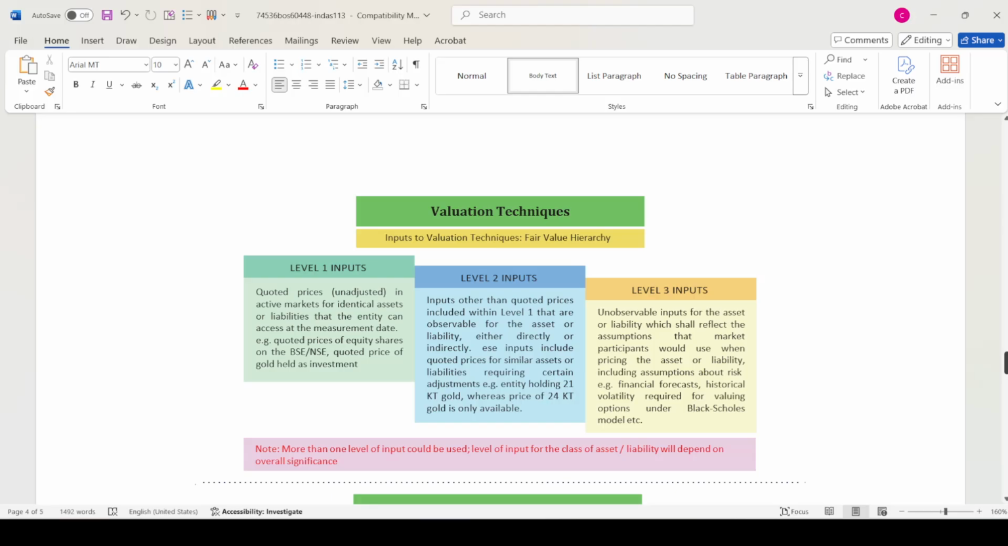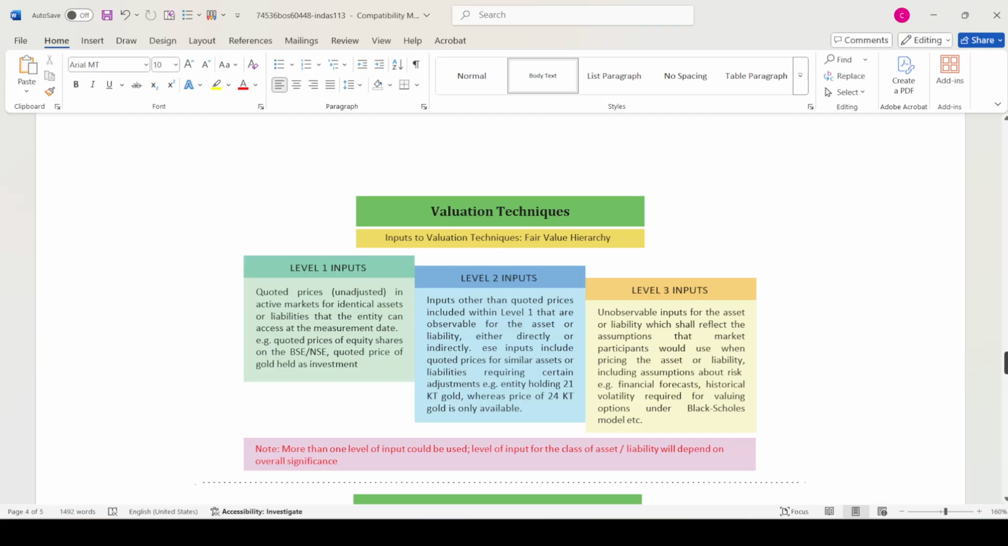If there is no quoted price for an identical asset, then we'll go for level 2 inputs. We will take a similar asset, find the quoted price for that similar asset, make some adjustment, and determine the value of this asset. Example, if we have 23 karat gold and in the market we have quoted prices of 22 karat gold and 24 karat gold, then in order to determine the value of 23 karat gold, we should make some adjustment to the 22 or 24 karat gold prices. If the quoted price is available for an identical asset, take it. If not, take the quoted price of a similar asset, make some adjustment and determine the value of the asset.